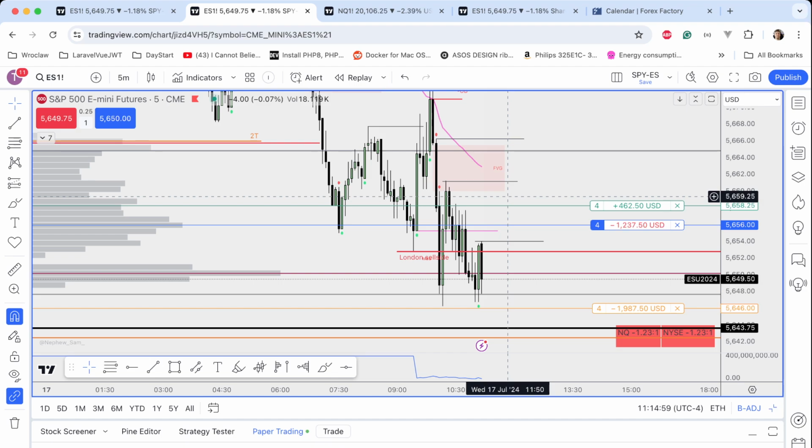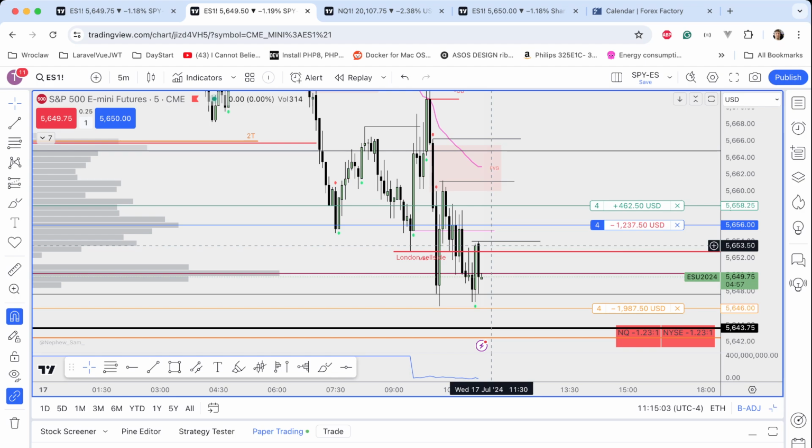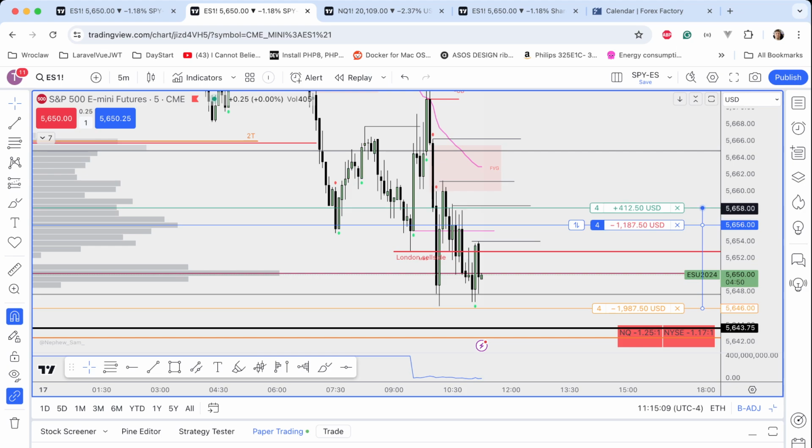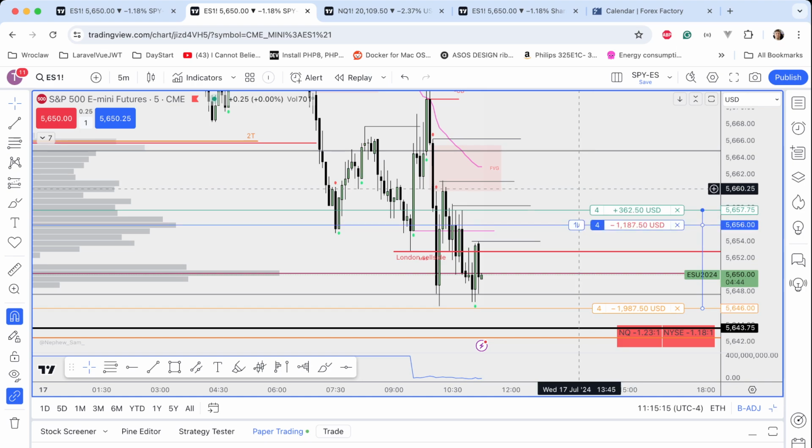We're still holding this level. That means that we might just climb it back up here and try to sell into this level. That would not surprise me if we do that.